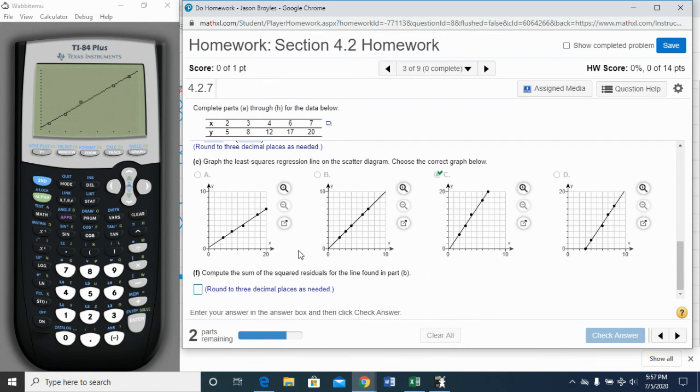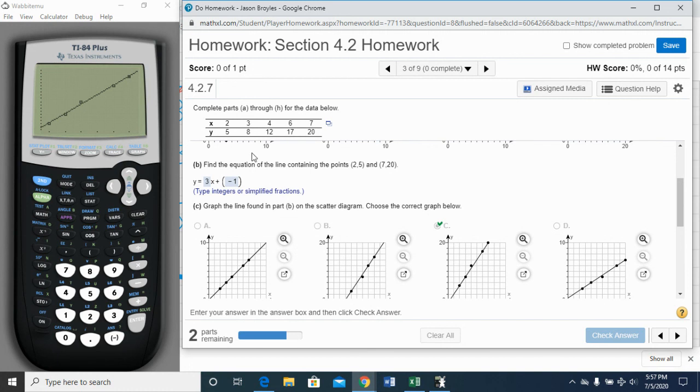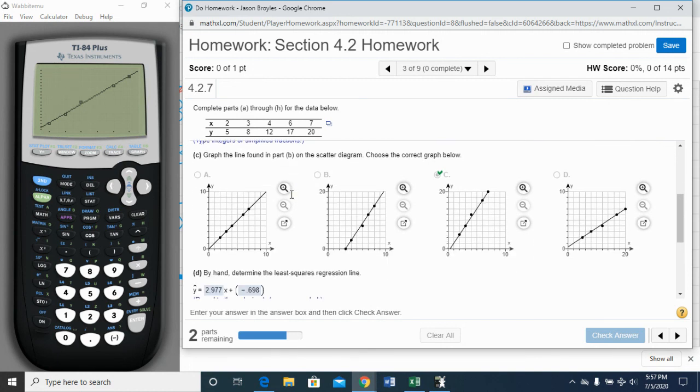So the sum of the squared residuals, I'll talk about that part in another video. This video is getting long enough already. But I just wanted to focus on part B, finding the equation of the line given those two ordered pairs, and then how to graph those lines. So that should get you through most of that part.